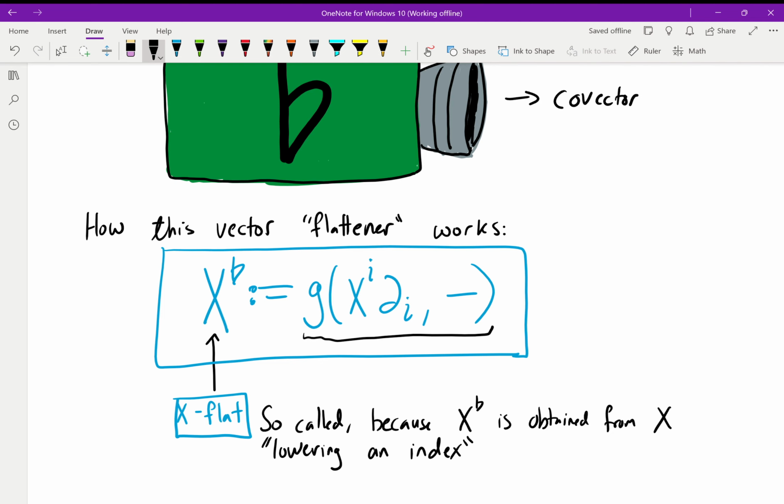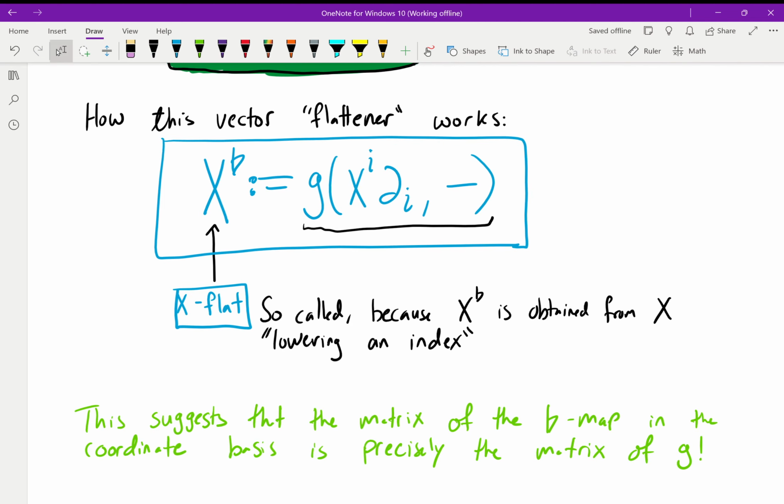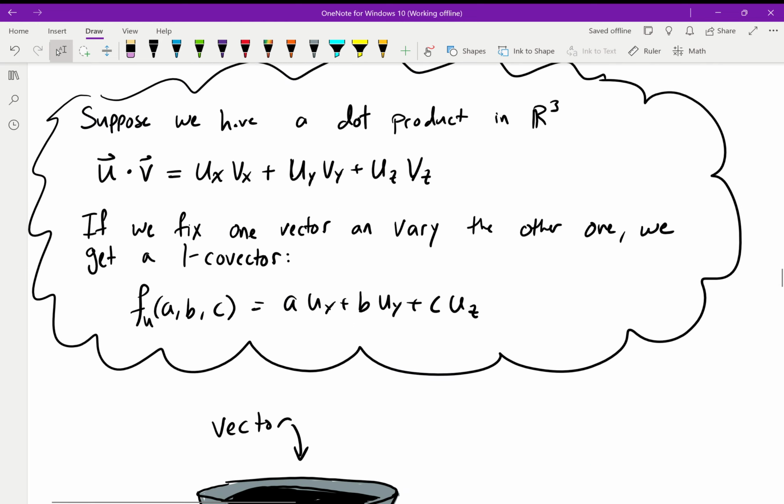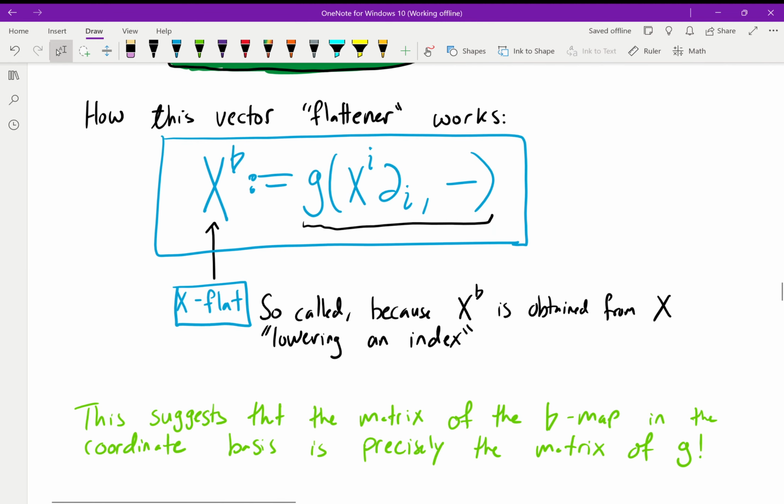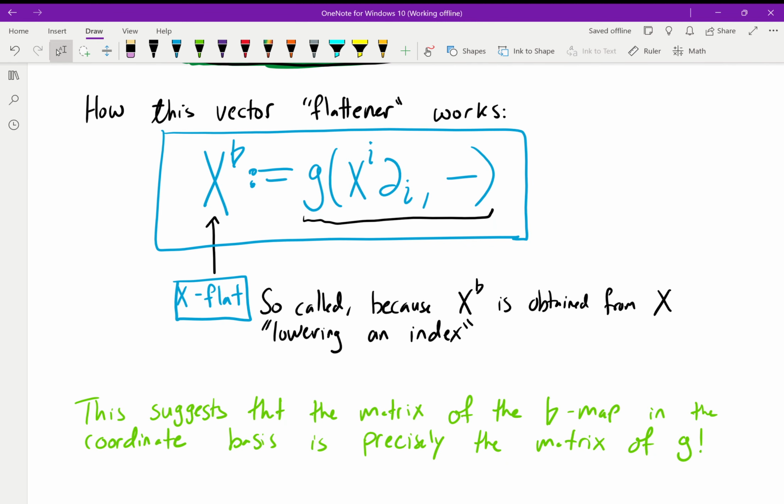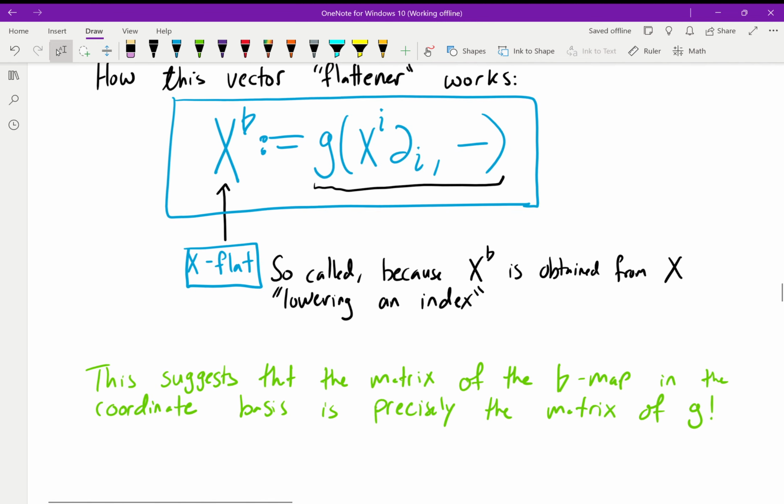But yeah, this is one thing I was mentioning earlier: we turn what we have into a linear map, and so this suggests that the matrix of the flat map in the coordinate basis is precisely the matrix representing g, which is what I was trying to get at earlier. That's what I meant by having two different thoughts. But the point is we can get a matrix representation for g. And if you have a matrix and it's invertible, this suggests that there's an inverse operation to flat.